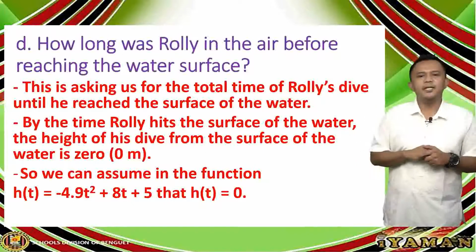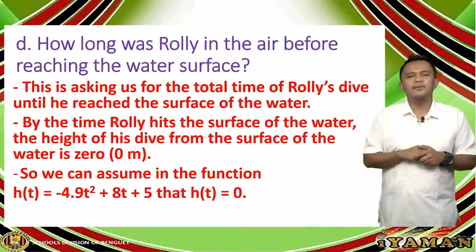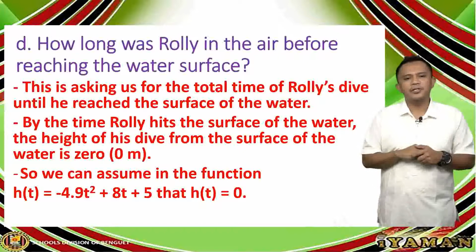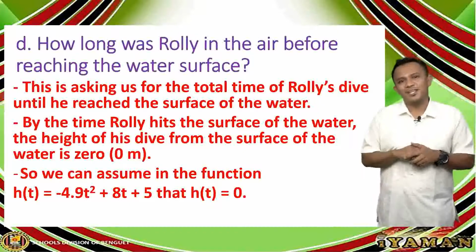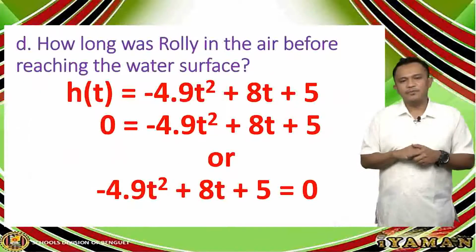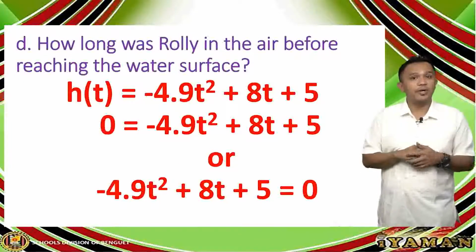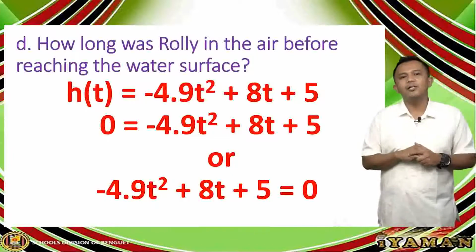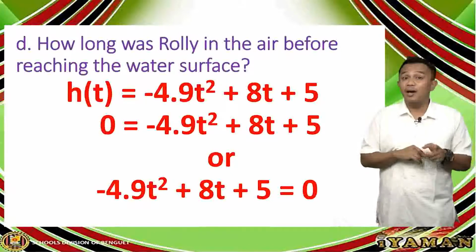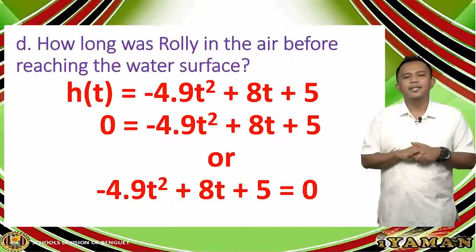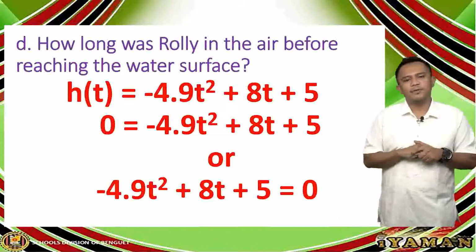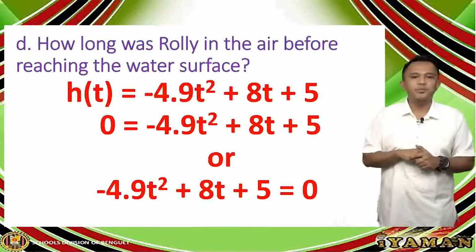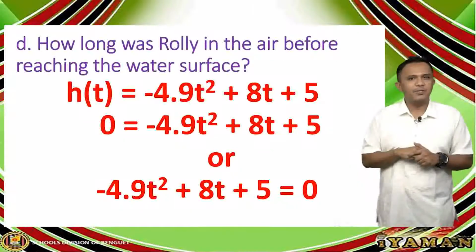By the time Rolly hits the surface of the water, the height of his dive from the surface of the water is 0 meters. So, we can assume in the function h of t is equal to negative 4.9 t squared plus 8t plus 5 that h of t is equal to 0. Therefore, we substitute 0 for h of t. So, 0 is now equal to negative 4.9 t squared plus 8t plus 5, or if we write it in the standard form of a quadratic equation, that will become negative 4.9 t squared plus 8t plus 5 equals 0.